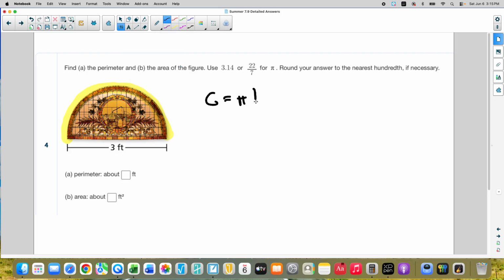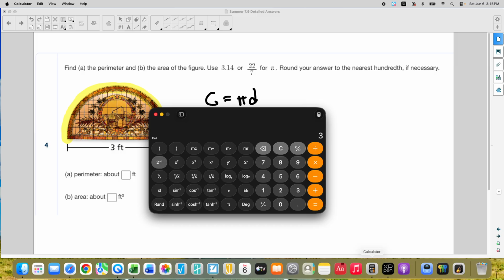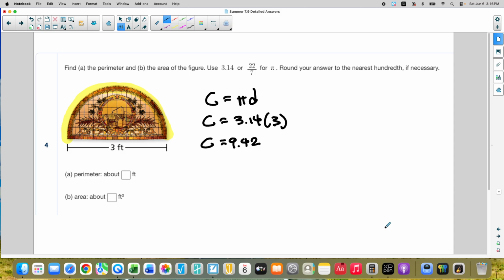Circumference is pi d. So circumference equals 3.14 times the diameter. Circumference equals 9.42. Is that right? 9.42. 3 times 3.14, 9.42. Good. Now we have to take half because we only need half of the circle. That is going to be 4.71.